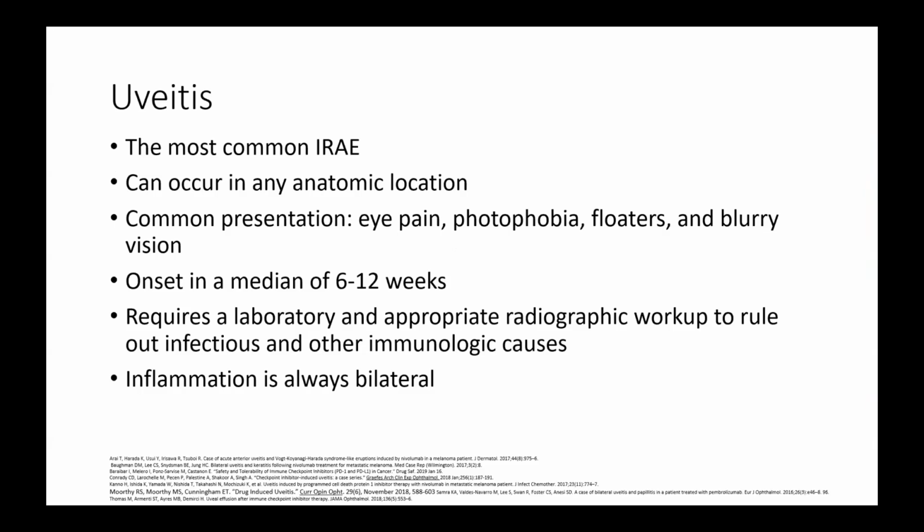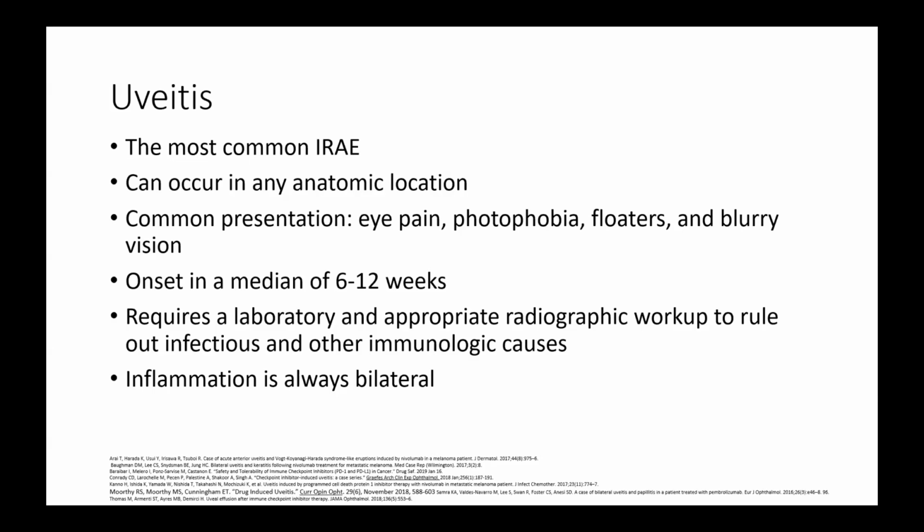Uveitis, besides dry eye, is the most common adverse event, and the curiosity is that it can occur in any anatomic location: anterior, intermediate, posterior, or panuveitis. The most common presentations are what we usually see in our clinic: eye pain, light sensitivity, floaters, and blurred vision. The median time of onset is within 6 to 12 weeks, and again, anytime you see a patient with new onset uveitis, you have to do the workup.